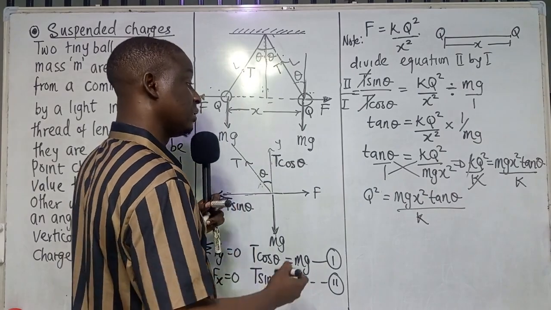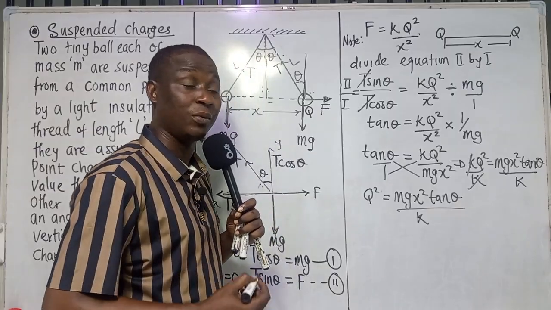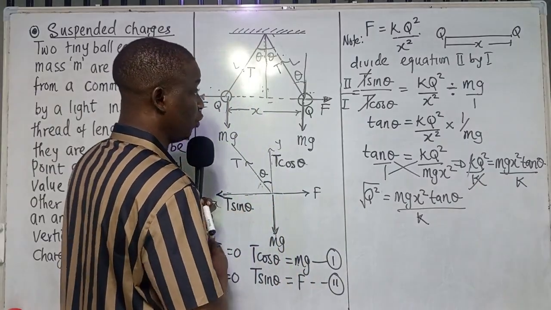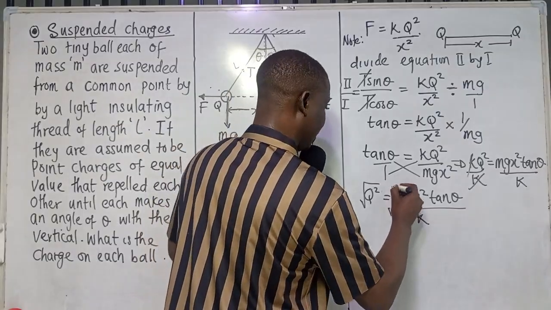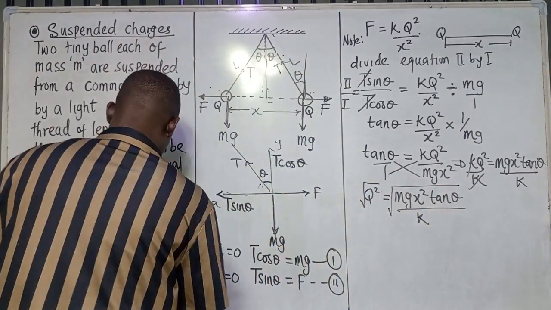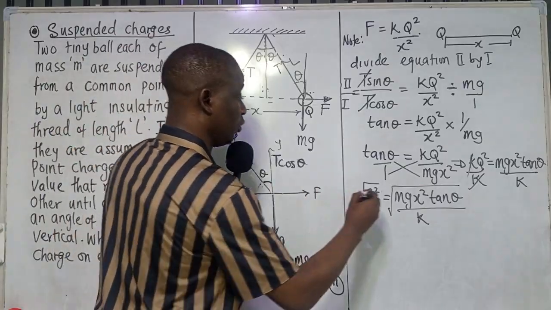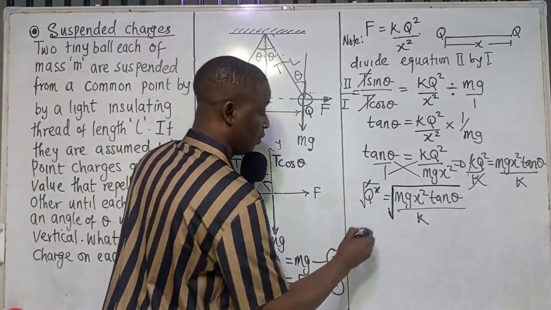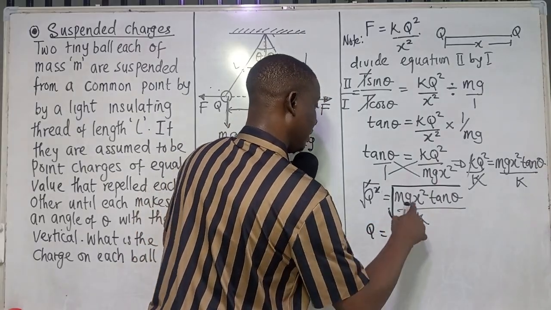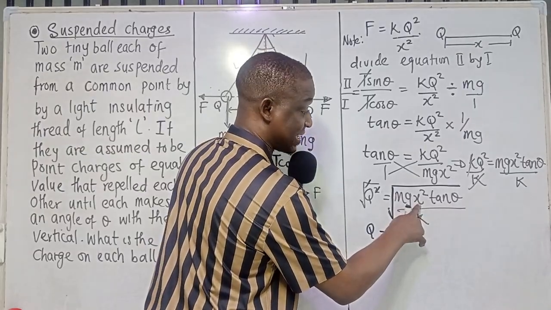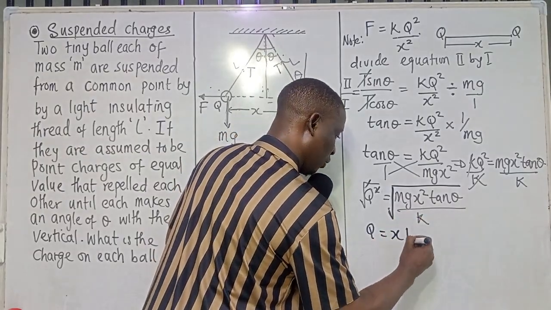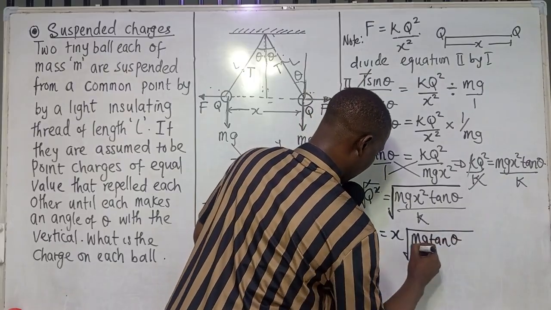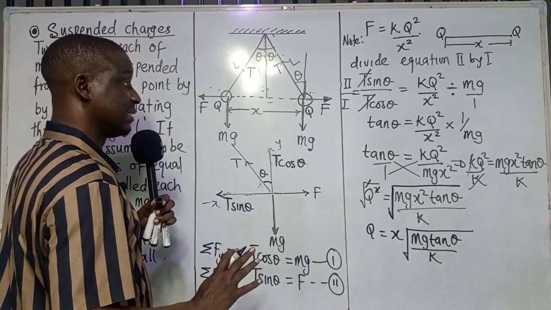But recall that we can make Q the subject of formula by taking the square root of both sides, to remove this square. Take square root of both sides. If you do that, this square will cancel the square root. So I would have Q is equal to, this square inside the square root will come out as X. So I would have X times the square root of mg tan theta all divided by K. So that is the answer.